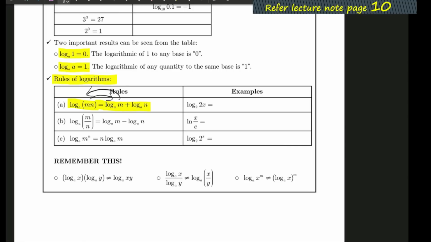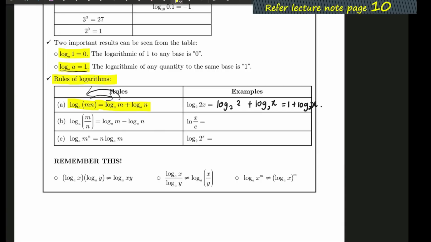So log 2x base 2 can be written as log 2 base 2 plus log x base 2. We have seen up here that log a base a is equal to 1. So log 2 base 2 is equal to 1. So the answer here is 1 plus log x base 2. And that's for multiplication.